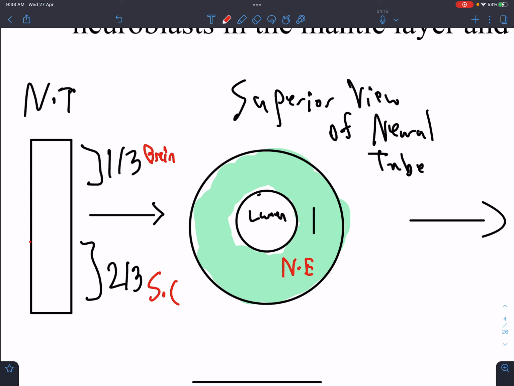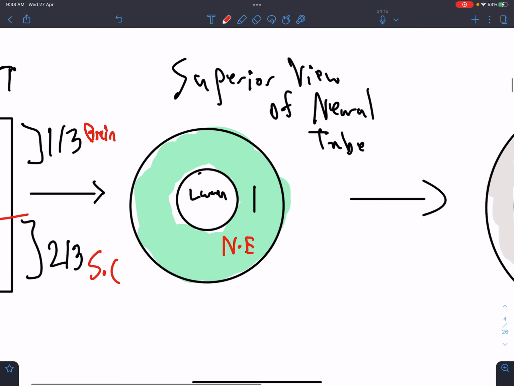Now, I wanted to do a cut section right here. Okay, I want to do a cut section or cross section of the neural tube, and I wanted to see superiorly what it consists of. All right, so this is what it looks like superiorly. You will see that it has a lumen, and I want you to believe me when I say that the lumen of the neural tube will eventually become the central canal of the spinal cord, which we've seen previously, and it will be consisting of just one layer.